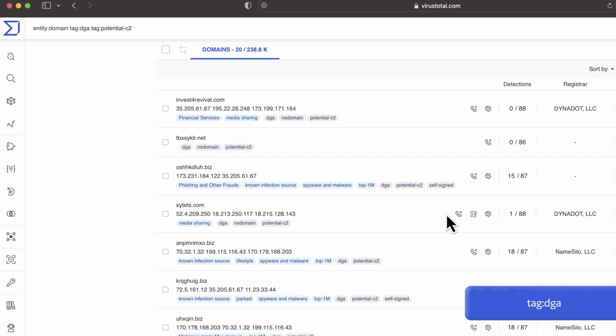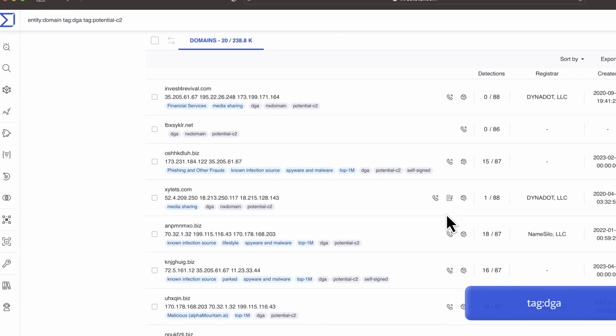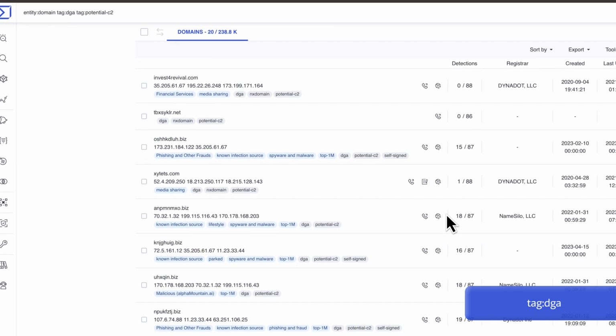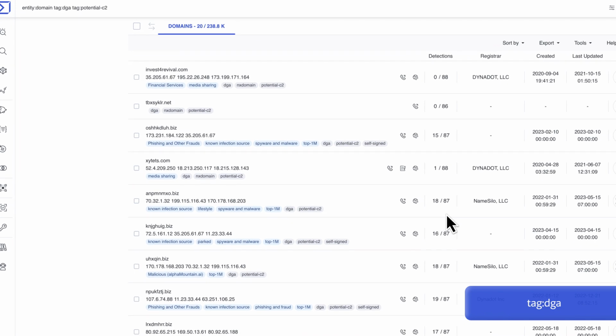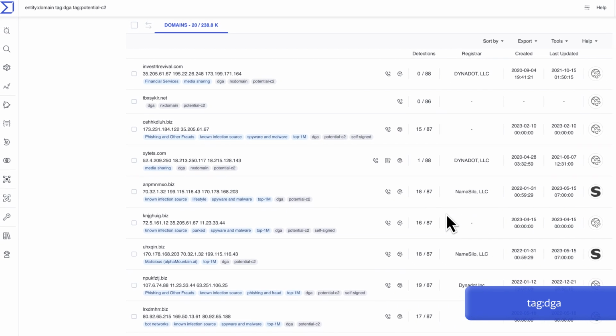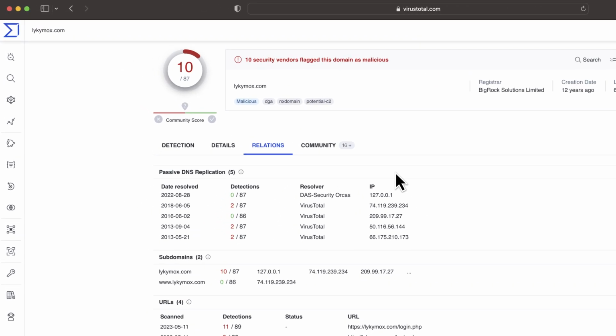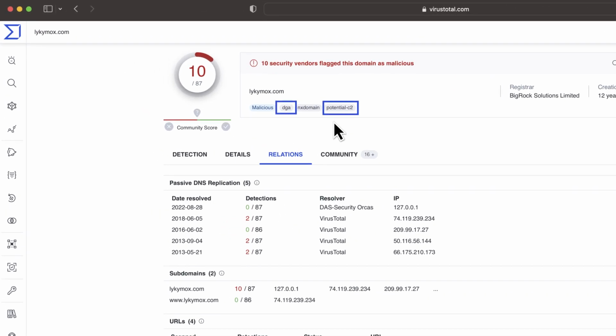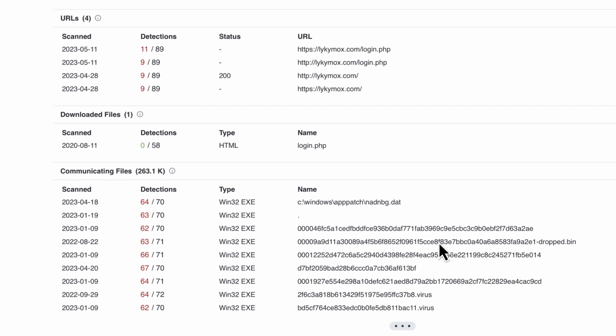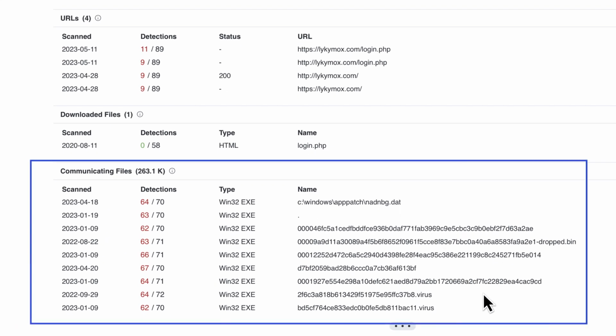Other tags like DGA indicate that the domain is generated by an algorithm, typical for botnets. In these cases, filtering some domains out of our infrastructure might not be worth it. DGA, in conjunction with potential C2, is quite a clear signal of maliciousness. If we're able to find patterns in a domain or URL generation, we can use them to identify malicious activity, as we saw before.